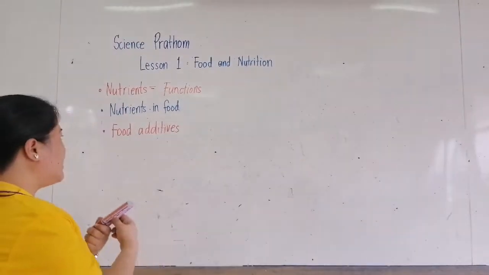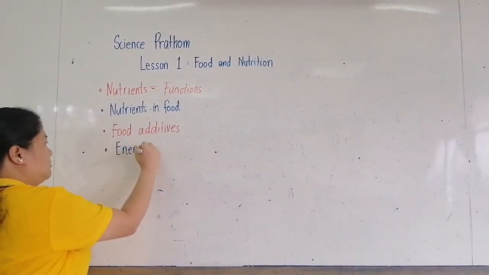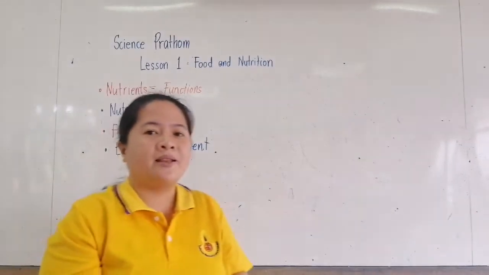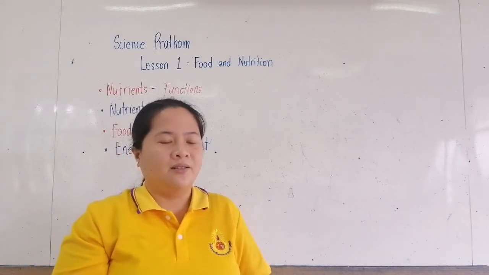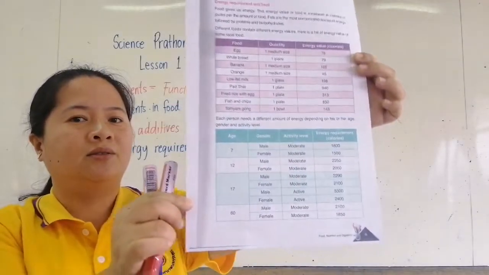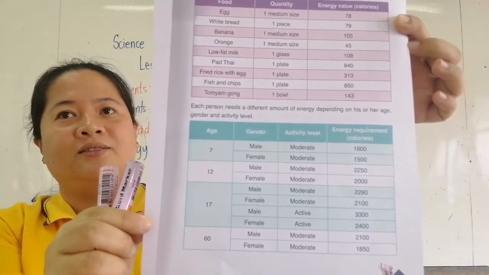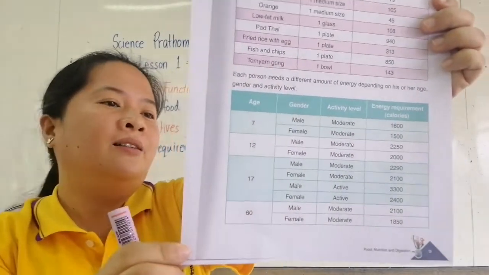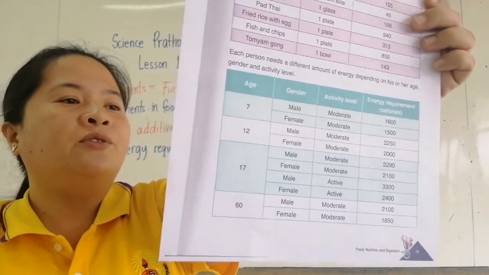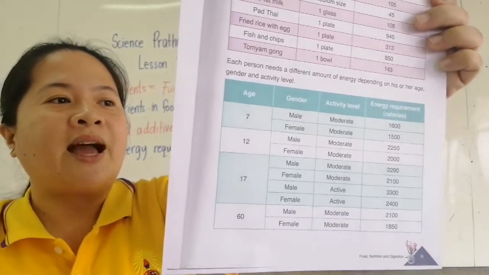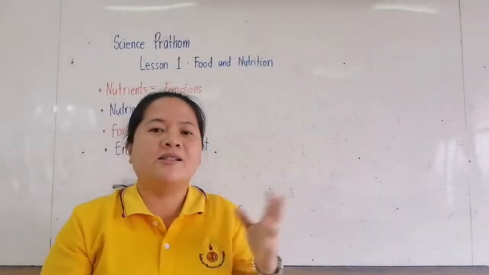We also need to know about the energy requirement. Each individual, depending on their age and gender, has a different energy requirement. In your book, I have here the energy requirement for each age level. Here, like age 12, a male with a moderate activity level requires 2,250 calories per day, and the female requires 2,000 calories. So each gender, depending on their age, has a different energy requirement.